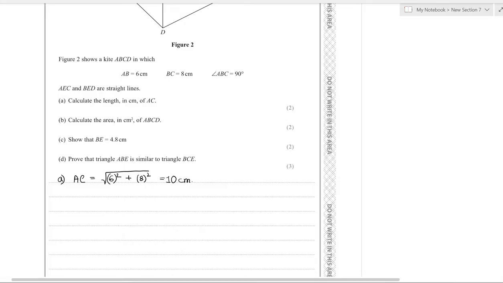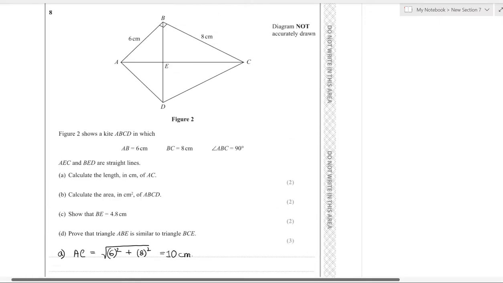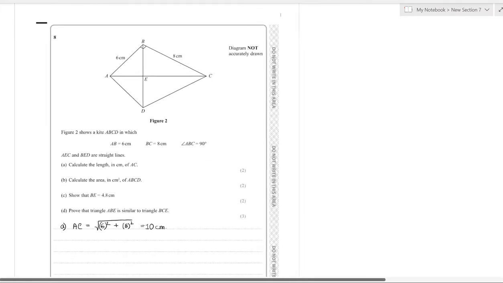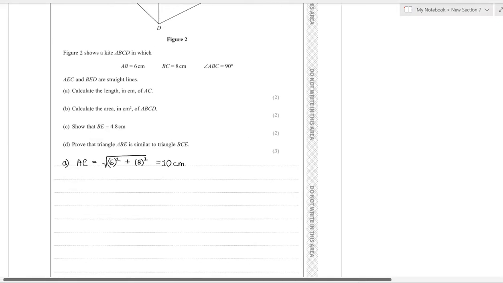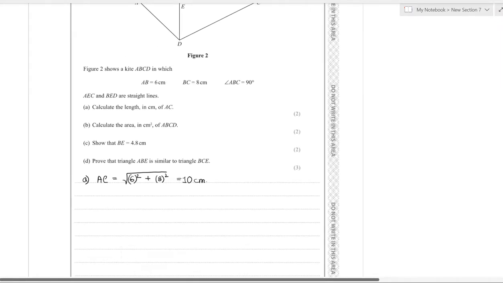Moving to part B, calculate the area in centimeters square of ABCD. As it only has 2 marks, and we can see that as it is a kite, ABC will obviously be a mirror of ADC. So you can just calculate the area of the triangle ABC, and you can just multiply it by 2 to find the entire area of the kite ABCD. So we are just going to use that method. That is part B.